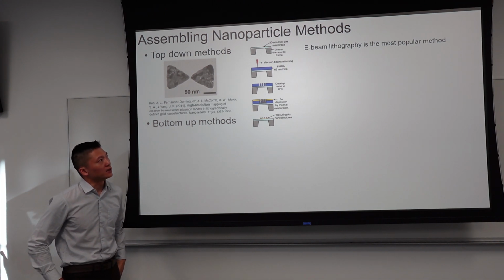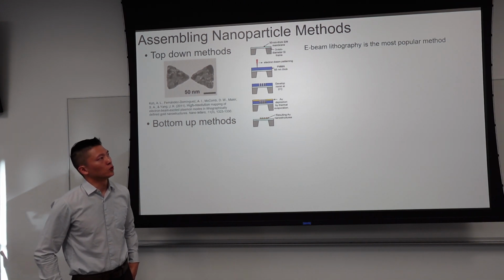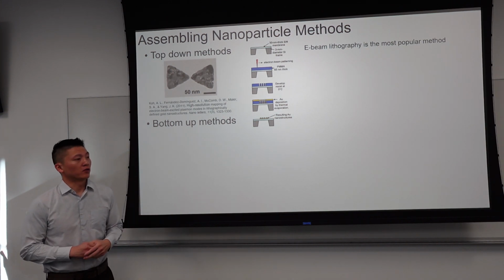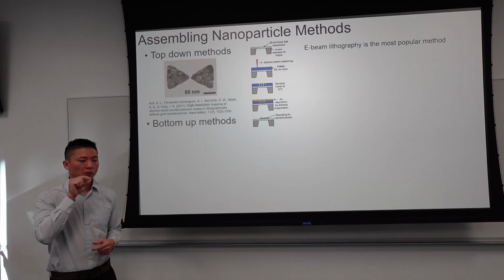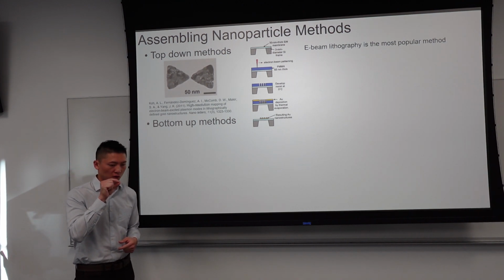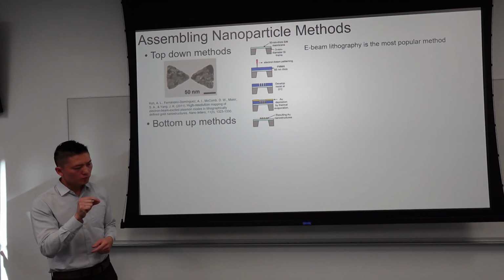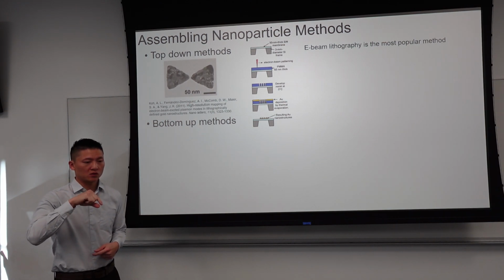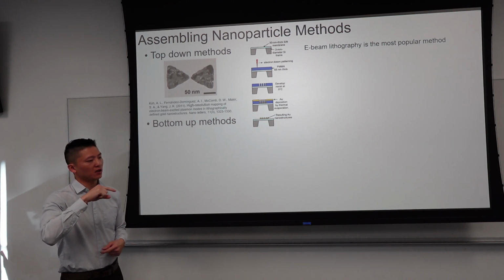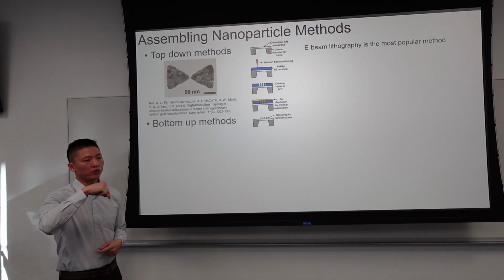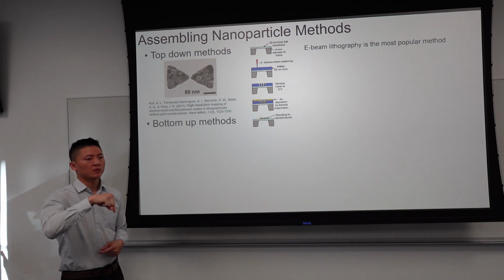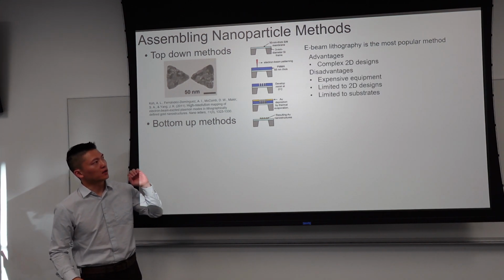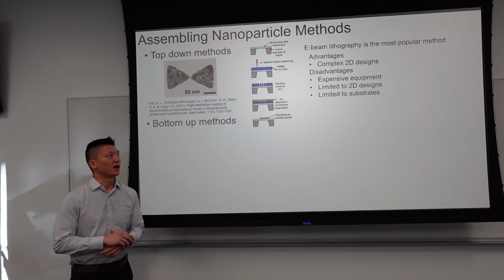There are many top-down methods, carving out some structure on a substrate in order to assemble these nanoparticles. E-beam lithography is the most popular, mainly because it has a very useful advantage. The beam spot of the electron can be quite small, meaning they can design structures at nano precision, and they can pretty much move the electron beam how they would like. This means that they can create any complex 2D designs.